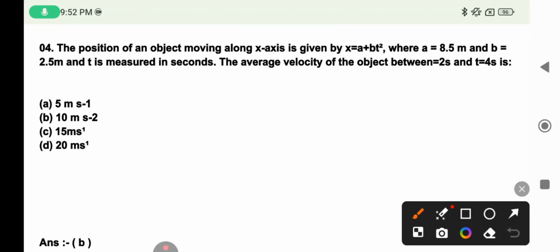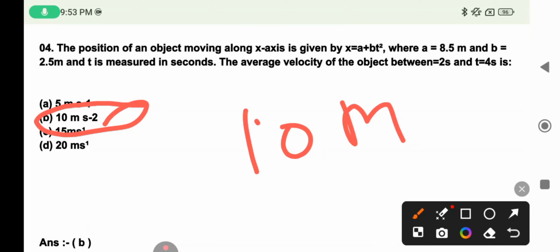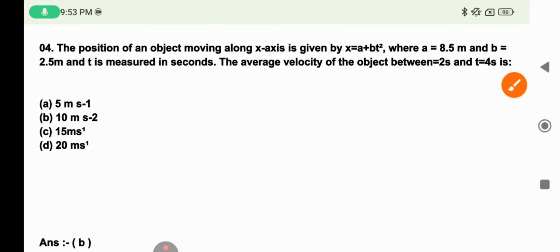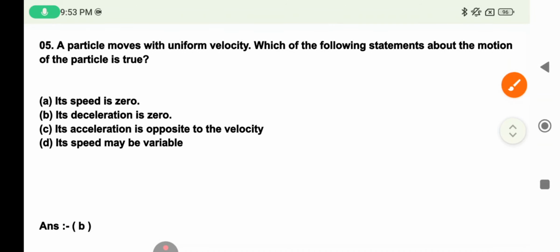And the correct answer is option B, 10 meter per second square. Now move on question number 5. A particle moves with uniform velocity. Which of the following statements about the motion of the particle is true?